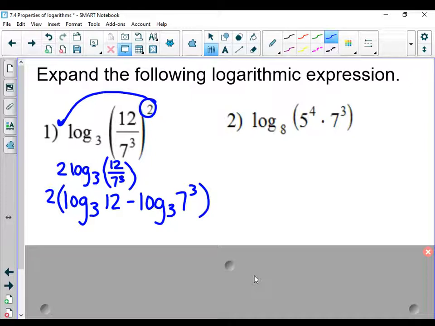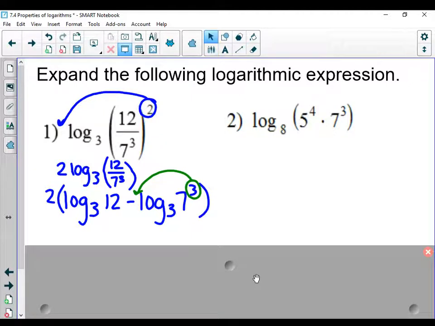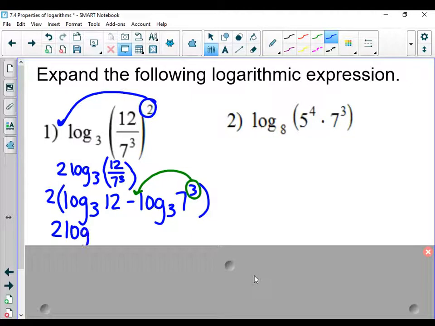And the last thing I notice is that I still have an exponent. None of your final answers should have an exponent. I'm going to bring this 3 to the front of the log it applies to. It's not being applied to both pieces, so I only bring it to the logarithm that it actually goes with. So I get 2 log base 3 of 12 minus 3 log base 3 of 7.